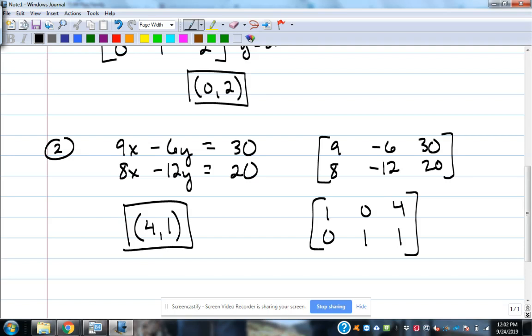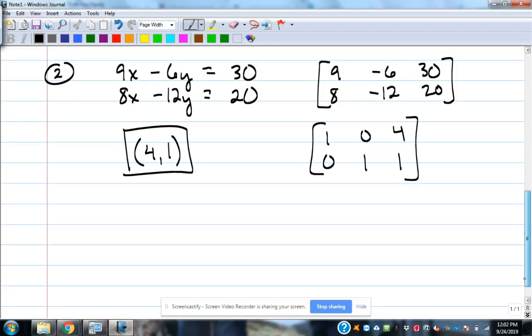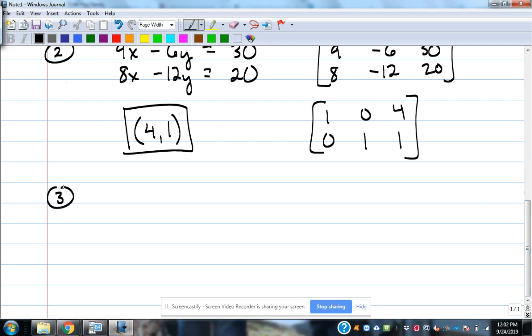Let's look at number 3. -12x minus 8y is equal to 8. -6x plus 7y equals -7. Taking this system of equations, we want to put that into a matrix and solve it.